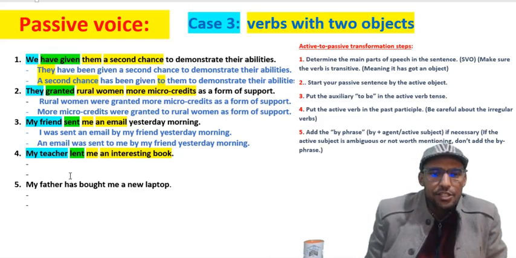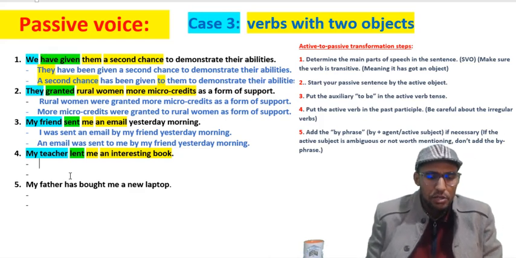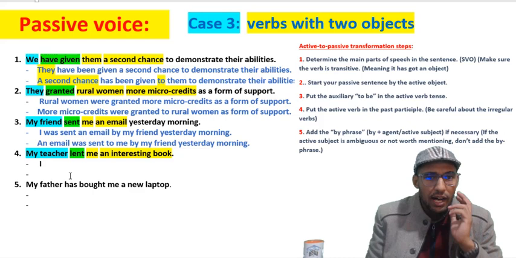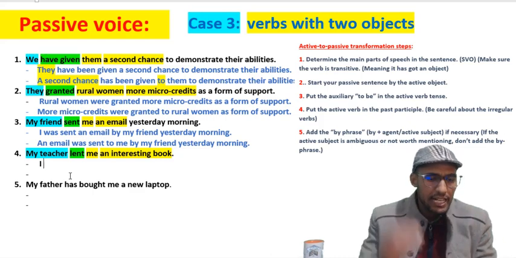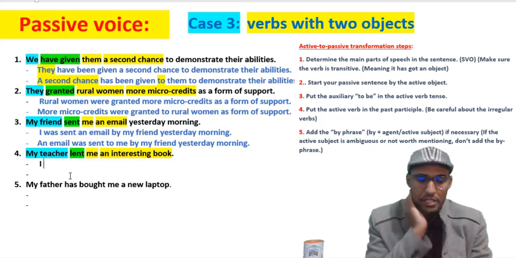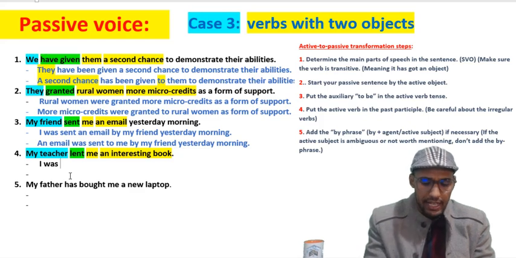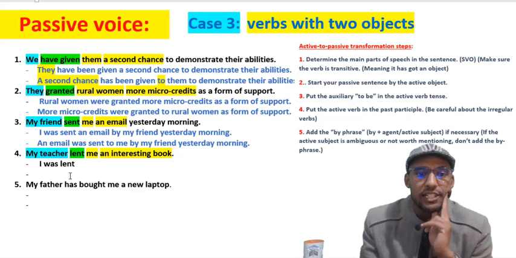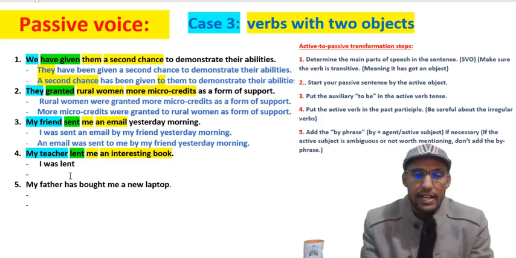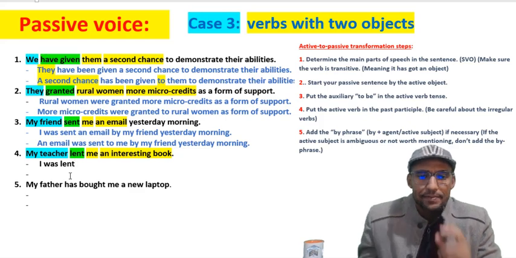Now let's start again as usual with the indirect object. We say me becomes I. So we say here lent. This is a verb in the simple past. So we say I was. And then the past participle of the verb lend, which is lent, guys. Okay, so we say I was lent.